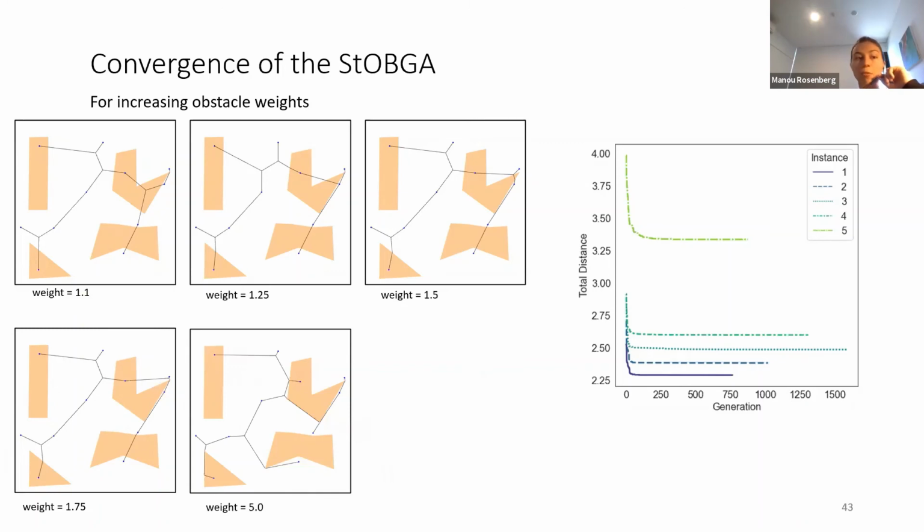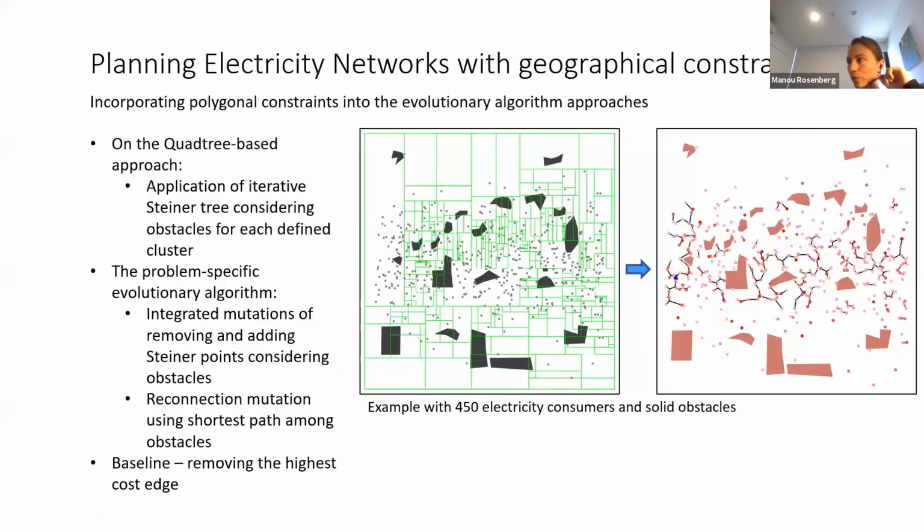Yeah, so this might be for the future, might be interesting to look at. But the basic, so what we have basically done for the electricity distribution networks is using this iterative approach for each connection here. And so this might be, for example, a solution. This is a problem instance with 450 electricity consumers and some solid obstacles in these cases. So these are here the gray areas, or in this case the dark red areas.